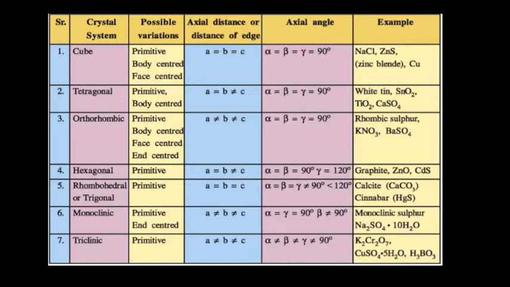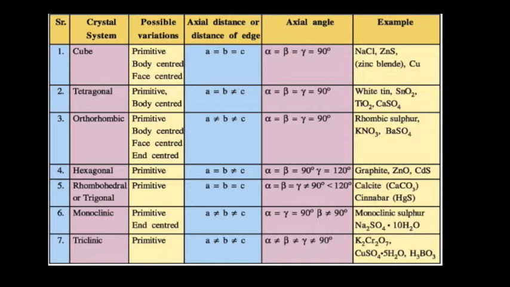Fifth crystal system is rhombohedral or trigonal. Possible variations may be primitive. Axial distance, A is equal to B is equal to C. Angle, alpha is equal to beta is equal to gamma, not equal to 90 degrees but less than 120 degrees.